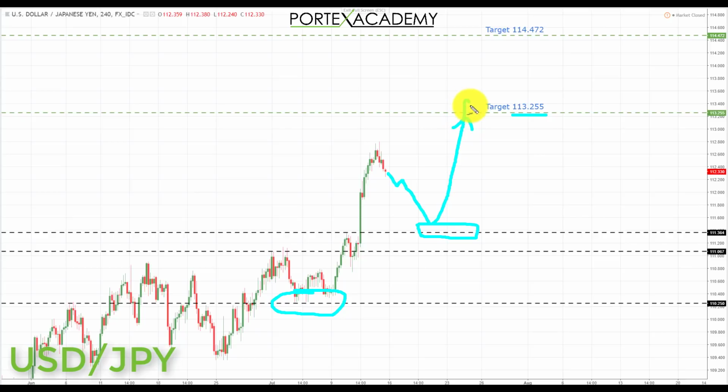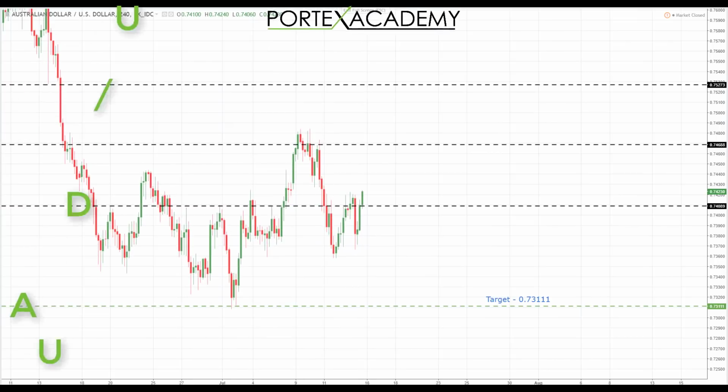And if we can get a breakthrough here, although this may take a couple of weeks, we're looking up towards the next key area of resistance to the upside and target 2 at the 114.472. Next we have the Aussie dollar.